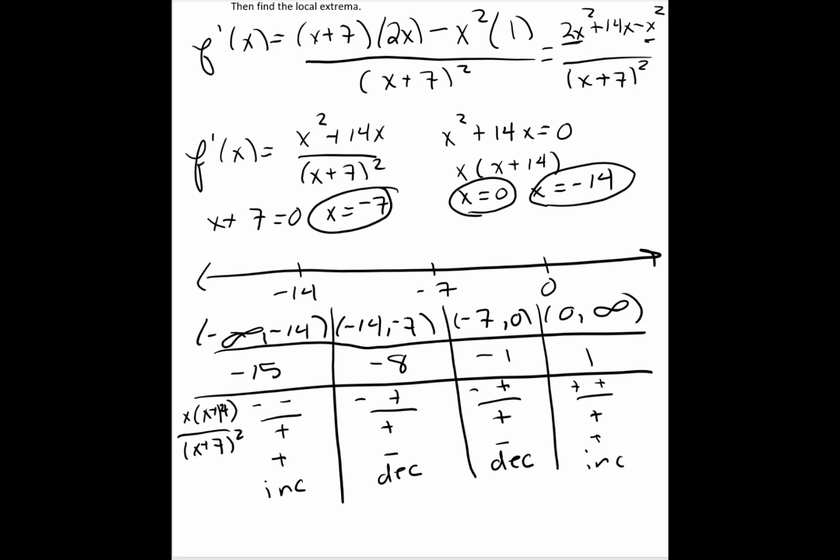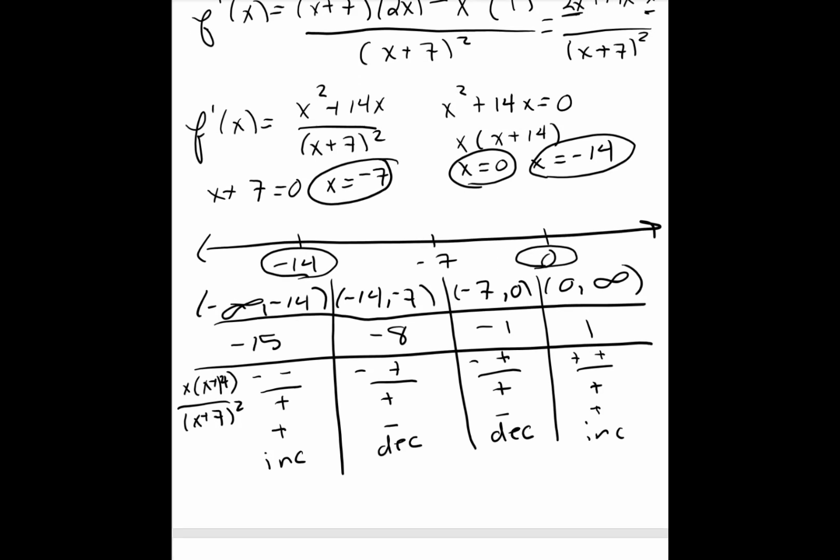My second part says find the local extrema. When I'm looking at the extrema, the only extrema could be the negative 14 or the 0. Negative 7 is a partition number. That means it can't be a max or a min. Partition meaning it was a place of discontinuity. Negative 14 and 0 were also partition, but we know we don't have to look at the negative 7, only the negative 14 and 0. Those are our critical numbers.